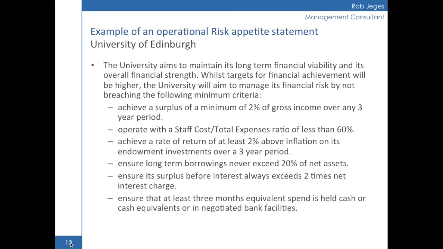Here is another example, which is an operational risk appetite statement. This one is from the University of Edinburgh, and we can see a number of actual measurements. So we have achieved a surplus of a minimum of 2% of gross income over any 3-year period, operate with a staff cost to total expense ratio of not less than 60%, and so on. So here we're introducing operational measures. These can be used as parameters within a risk appetite framework. We can set up tolerance using these.